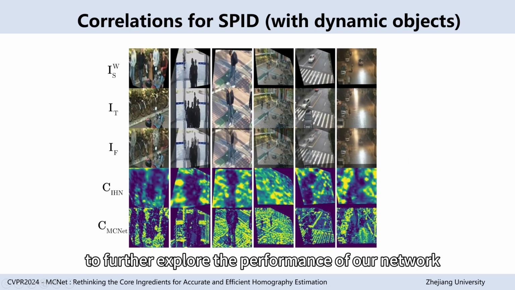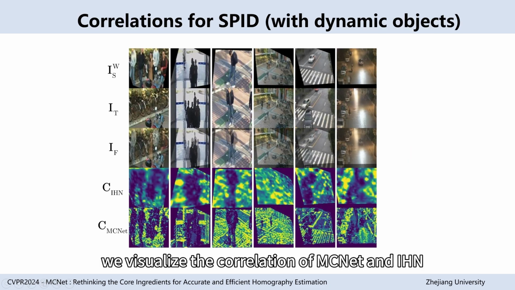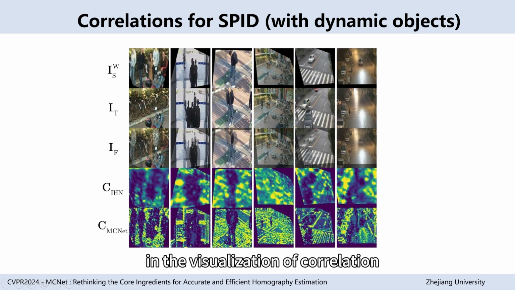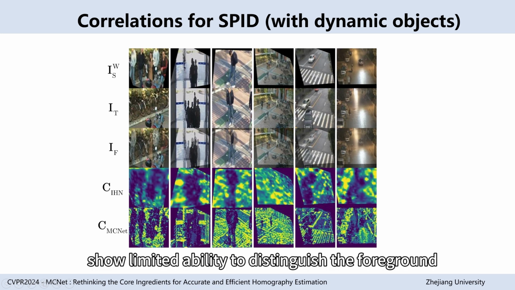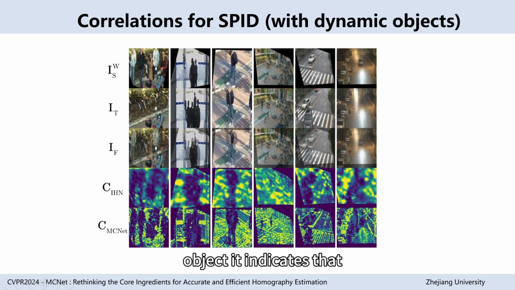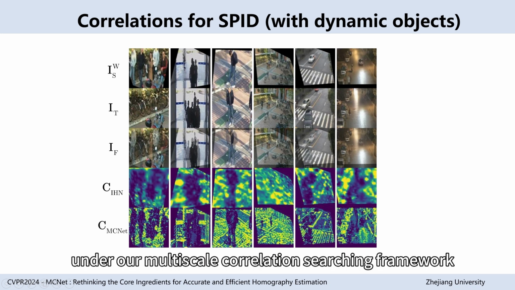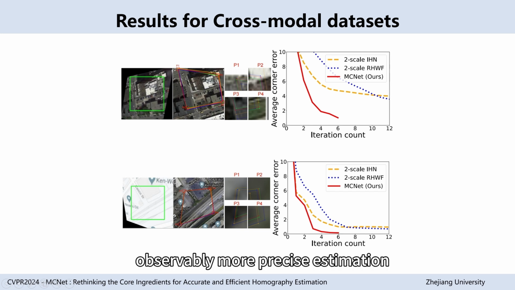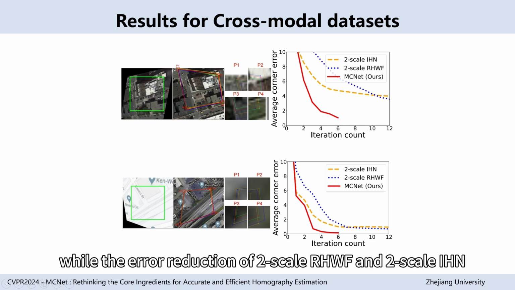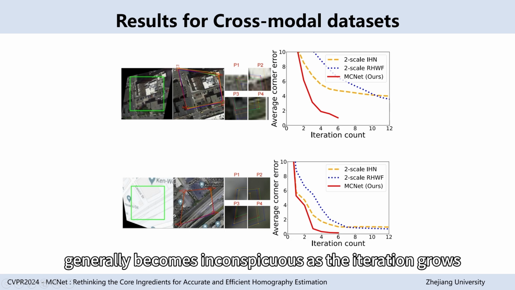To further explore the performance of our network, we visualize the correlation of MCNet and IHN. In the visualization of correlation, the dark regions of the correlation visualization of MCNet cover most of the dynamic foreground objects, while the ones of IHN show limited ability to distinguish the foreground object. It indicates that the model has acquired the capability to better distinguish between foreground and background under our multi-scale correlation searching framework. For cross-modal datasets, as illustrated in this figure, our MCNet consistently achieves observably more precise estimation as the iteration continues, while the error reduction of 2-scale RHWF and 2-scale IHN generally becomes inconspicuous as the iteration grows.